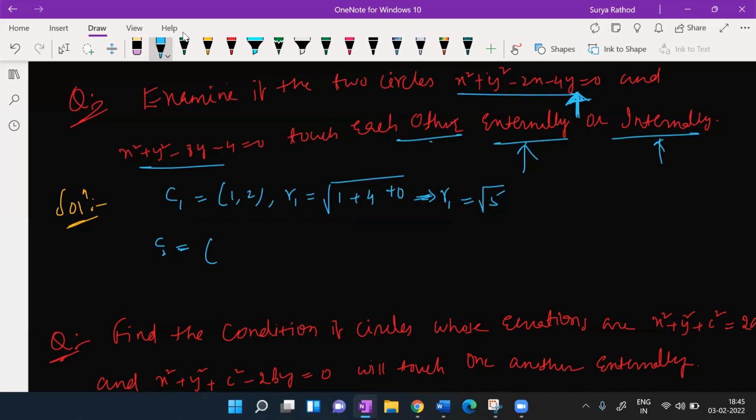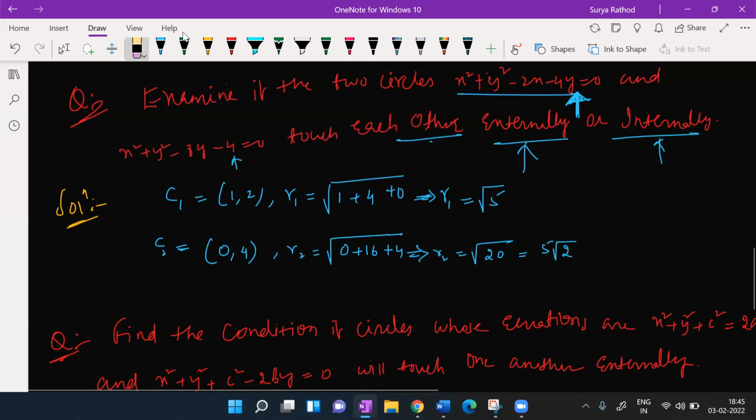I don't have an x coefficient here, which means the center is (0, 4), am I correct? R2 is going to be what? 0 square is 0, plus 4 square is 16, minus of minus C. The C value is 4, so minus of minus is plus 4. So R2 is the square root of 20. The square root of 20 gives you what? Not 5 root 2, it's 2 root 5. Am I correct? The square root of 20 is nothing but 2 root 5.